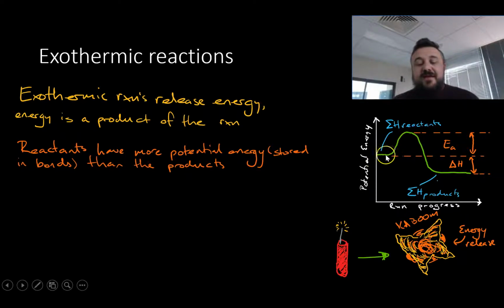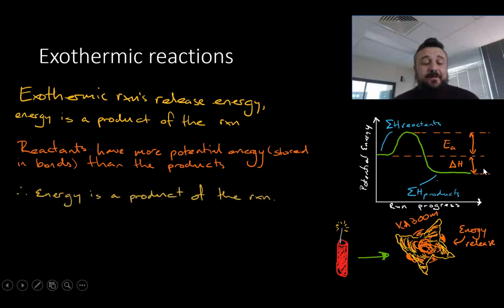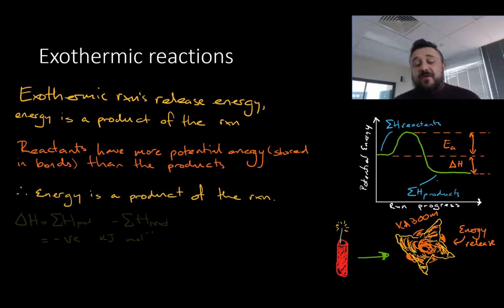Don't worry about that for the moment. But here's the energy stored in the reactants, and here's the energy stored in the bonds of the products. And we see that there's more here. And this gap between the two is our delta H. That's our change in enthalpy. So, and this means energy is a product of the reaction.